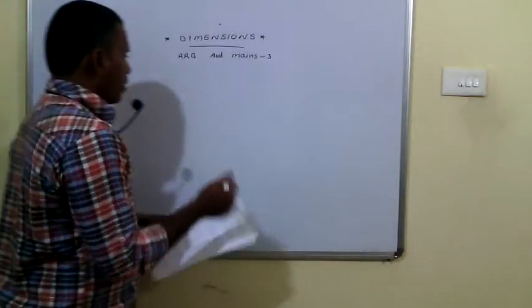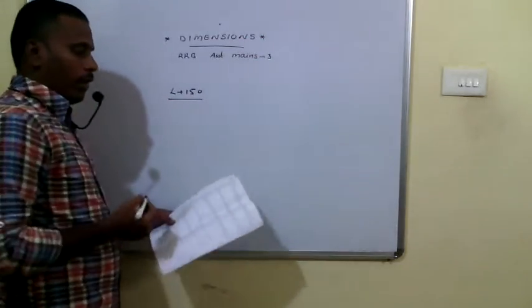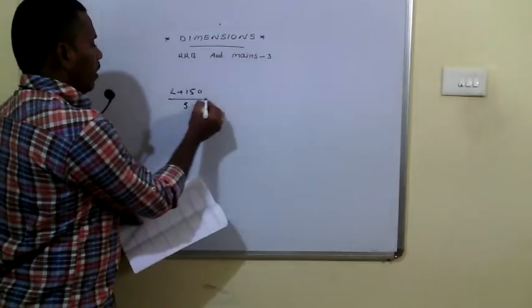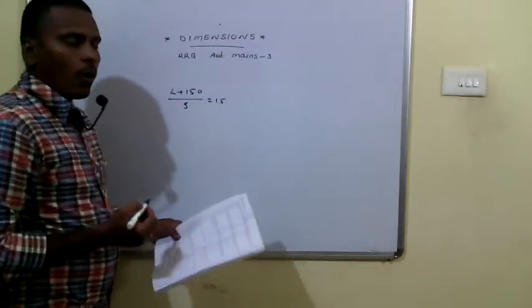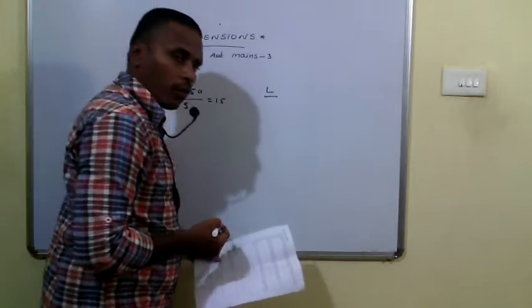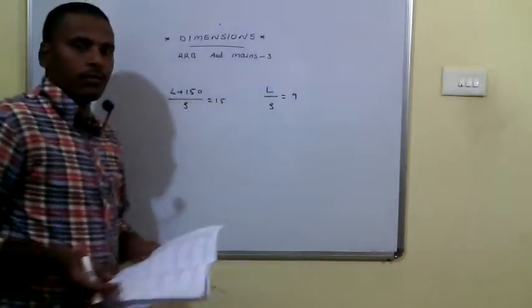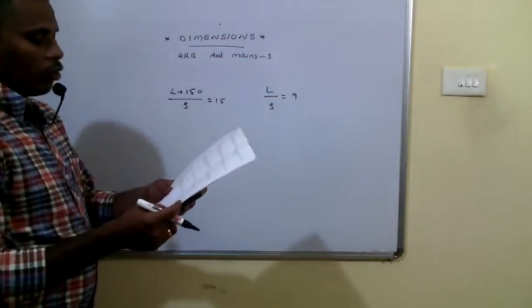So in the first case, L, the length of the train, plus 150, the length of the bridge, divided by the speed will give us the time, 15 seconds. Whereas in the second case, it's crossing a man, so it has to cover a distance equal to the length of the train, whereas we don't know the speed, but the time is given as 9 seconds. Using this, we need to calculate the length of the train.